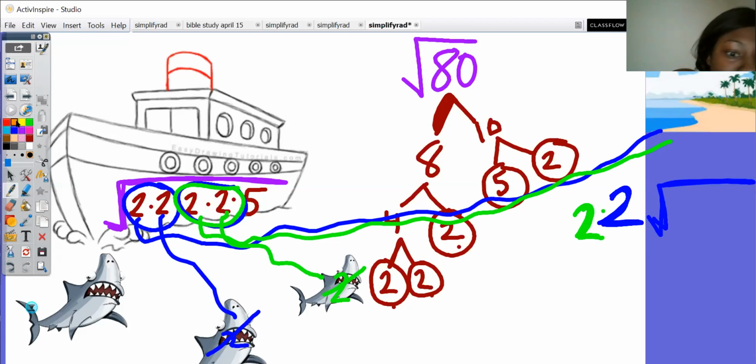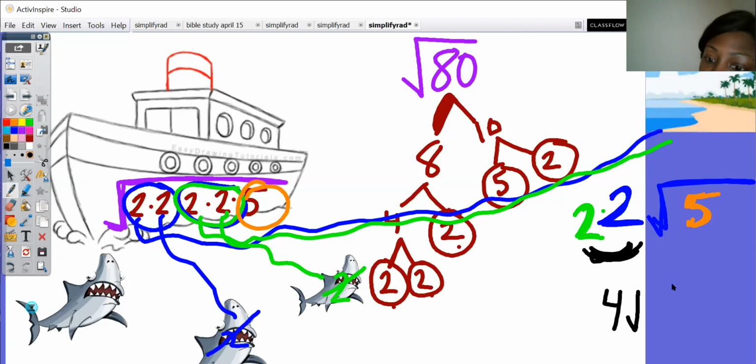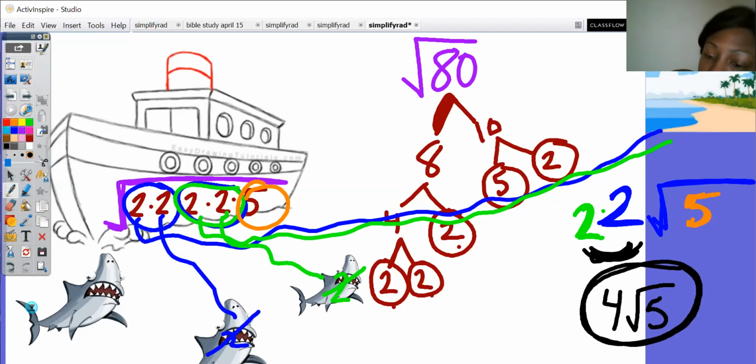Now don't forget, we still have this 5 back here. Can the 5 get to the island? No. He must stay in the radical or in the boat because he does not have a partner to go with him. Now this answer, since we have 2 2s on the outside, we got to multiply those back together. That will become a 4 square root of 5 would be left inside of the boat. So the simplified form is 4 square root of 5, all right?